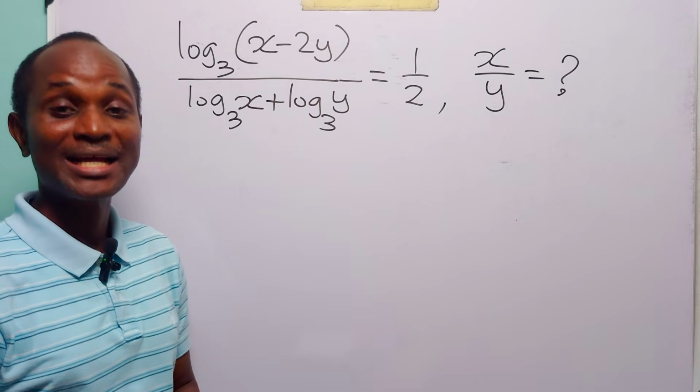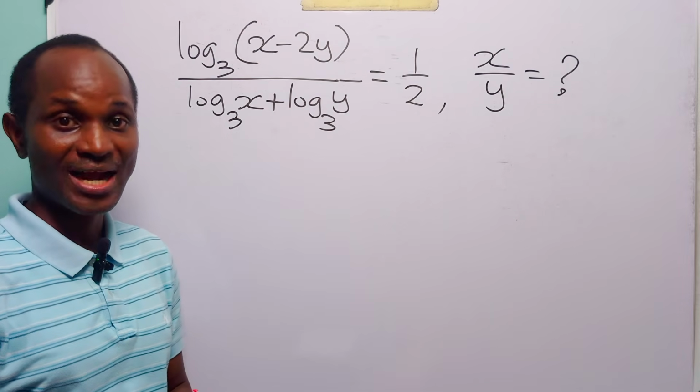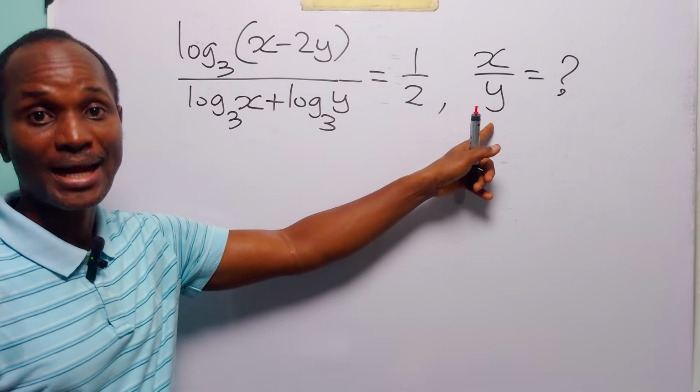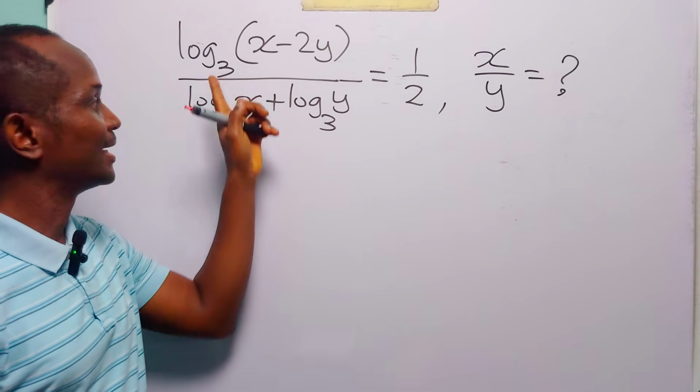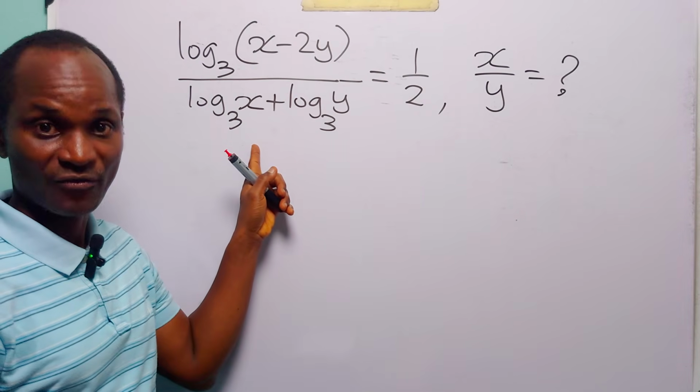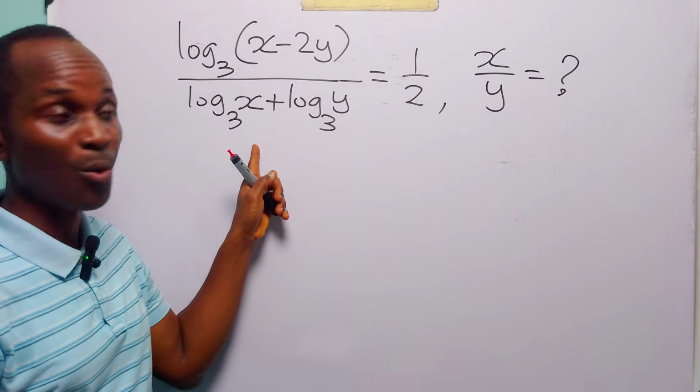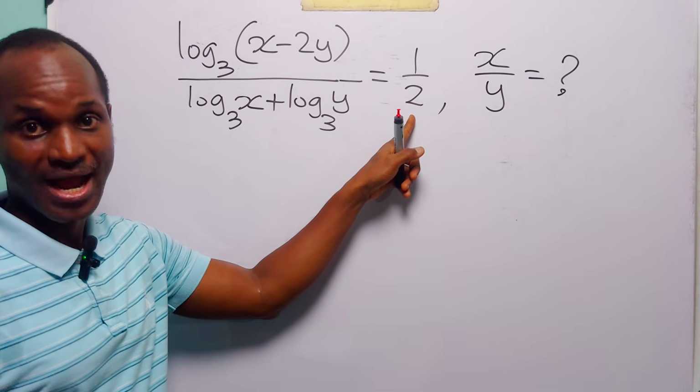Hello and welcome. In this math tutorial, our task is to find the value of x over y when log to base 3 of (x minus 2y) divided by log to base 3 of x plus log to base 3 of y is equal to half.